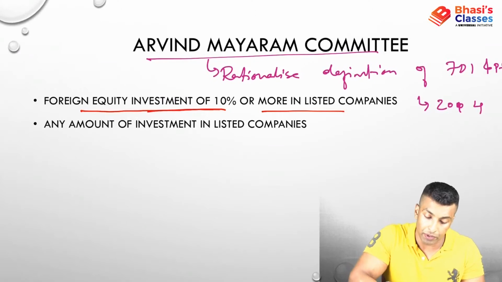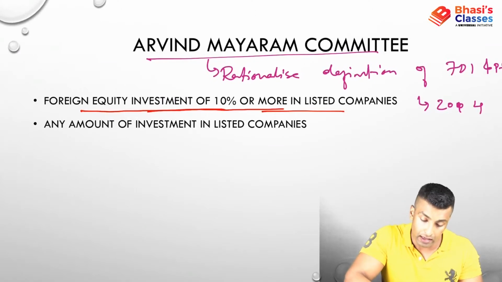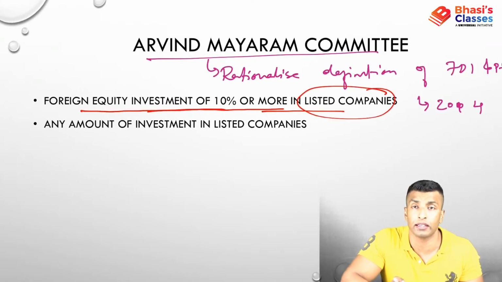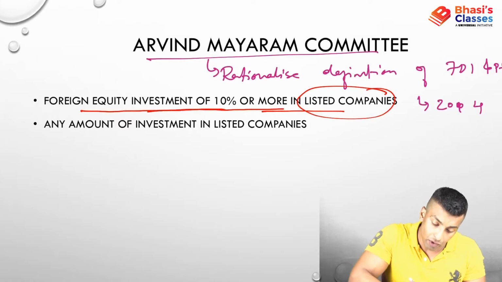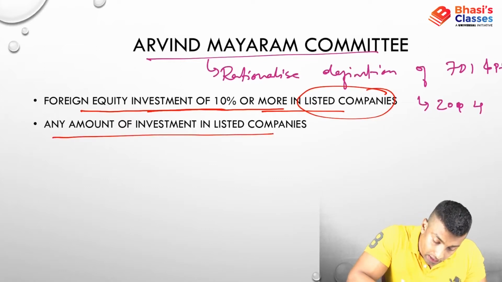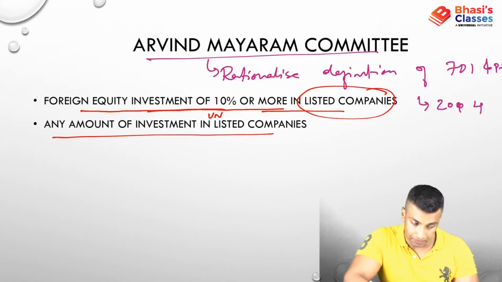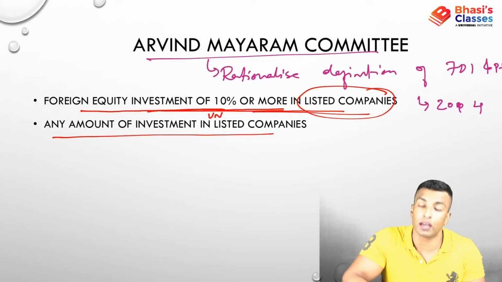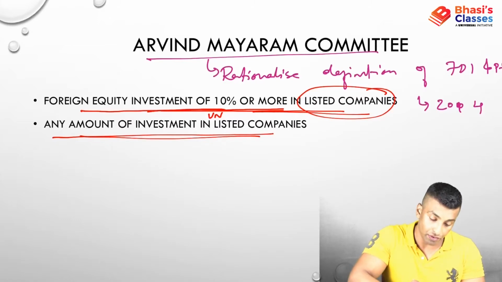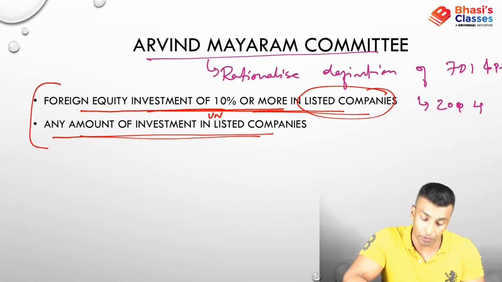Foreign equity investment of 10% or more in listed companies. Listed companies means companies listed in the share market. Now, any amount of investment in unlisted companies. This is unlisted companies. So 10% or more in listed companies, any amount in unlisted companies. This is the recommendation of the Arvind Mayram committee related to FDI.